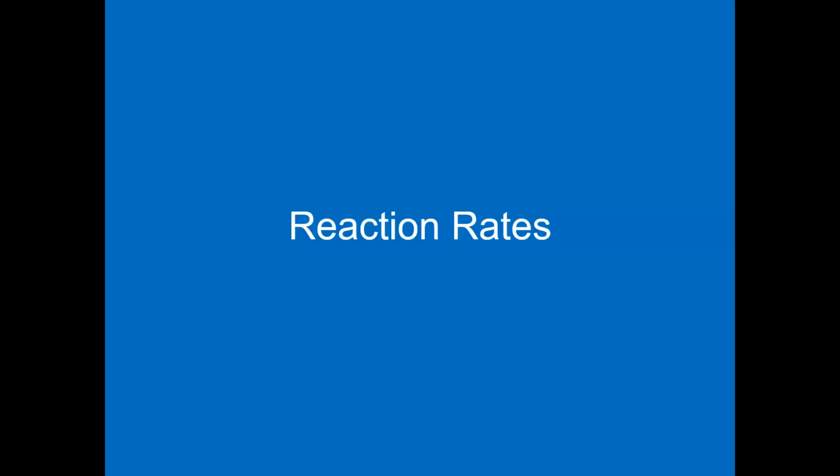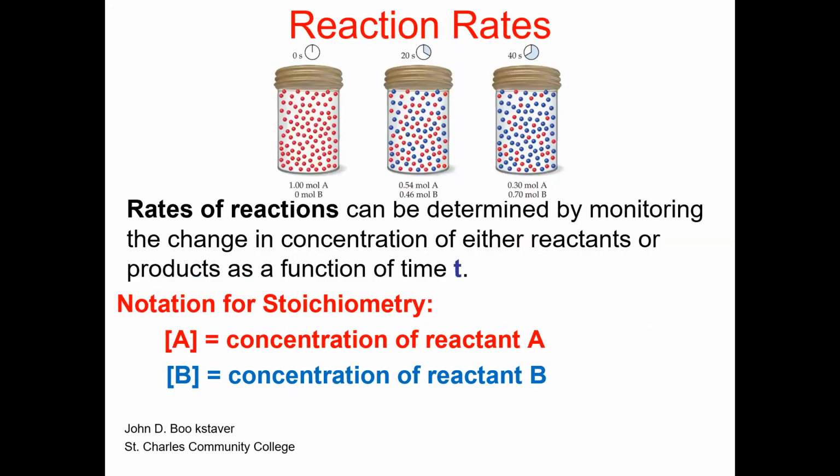Okay, so now we are starting with the reaction rates. The rate of a reaction can be determined by monitoring the change in concentration of either reactant or product as a function of time. So now, look at it. This is the reaction at time 0, at time 20 seconds, and also at time 40 seconds. The reactant here is A and the product is B.